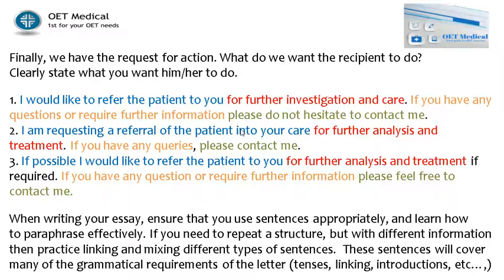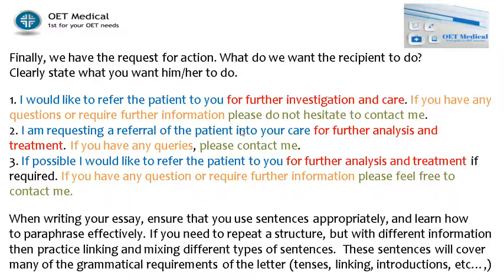Finally, we have the request for action. What do we want the recipient to do? Clearly state what you want him or her to do. I would like to refer the patient to you for further investigation and care. If you have any questions or require further information, please do not hesitate to contact me. That's also the sign-off. These things should go together.